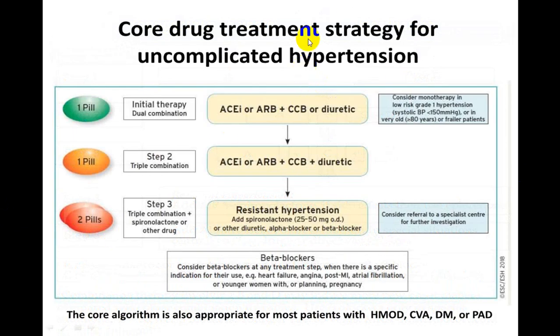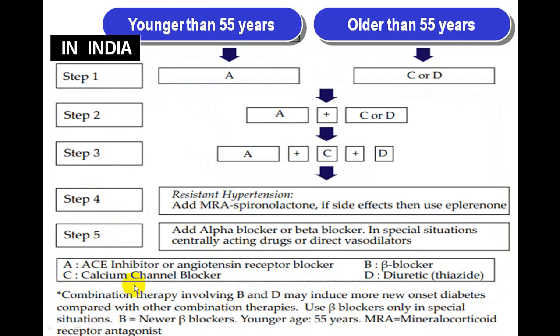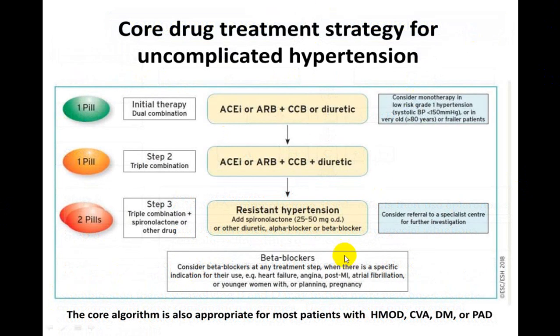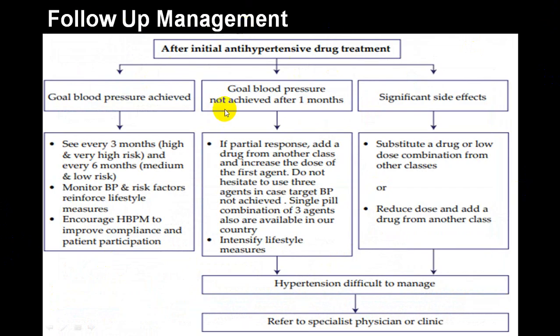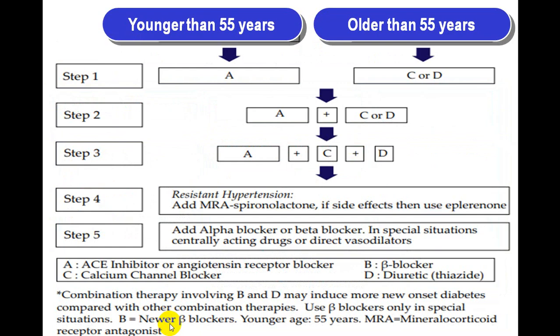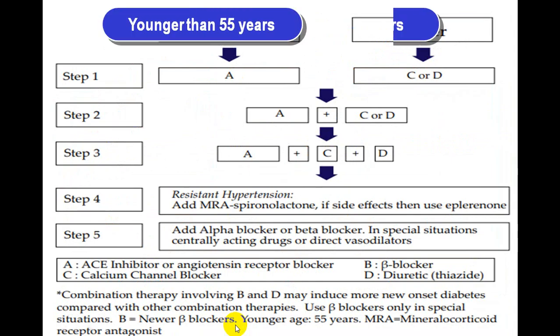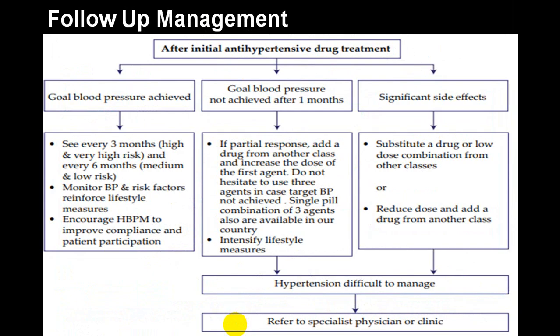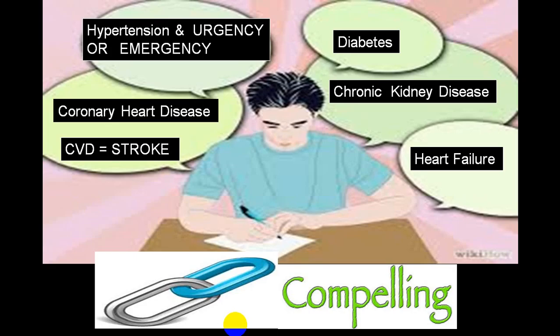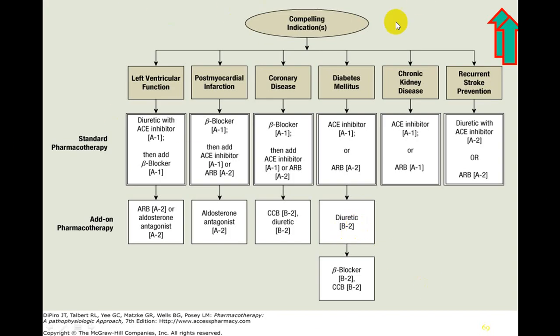Now this is for an individual. If a person is uncomplicated, whatever we have given here is repeated. Now, this is the follow-up of what we have told you, highlighted here. You can go through it at your leisure time. These are all what we call compelling indications: hypertensive crisis, urgency or emergency, coronary artery disease, cerebrovascular stroke, diabetes, CKD, heart failure, plus others. Depending upon the compelling indication, the drug will be chosen.